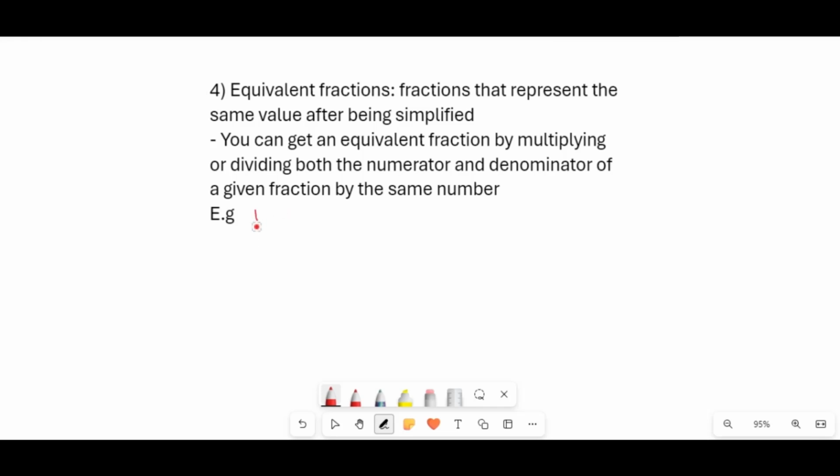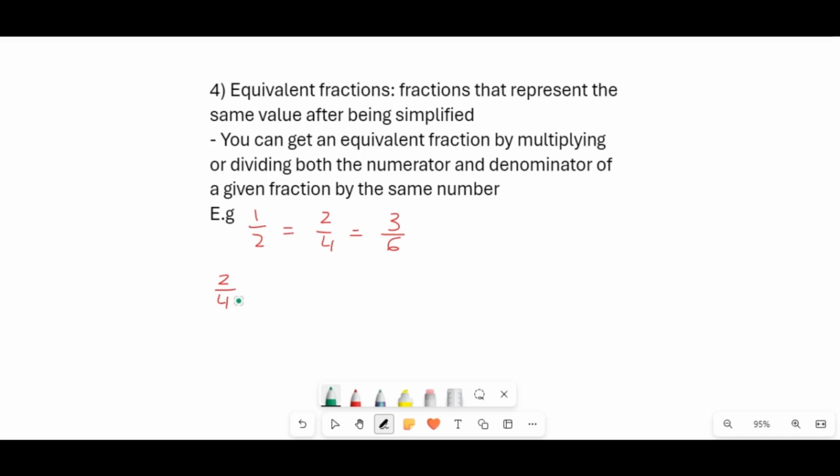For example, if you look at 1 over 2, 2 over 4, and 3 over 6, they all represent the same value. 2 over 4, once simplified, is equivalent to 1 over 2. 3 over 6, once simplified, is also equivalent to 1 over 2. So as I said previously, they look different, but if you simplify them, you ultimately will get the same value. So if we look at 2 over 4, if we want to ensure that it is in fact an equivalent of 1 over 2, we are going to divide the numerator and the denominator by the same number.